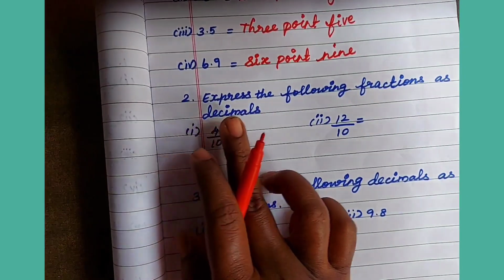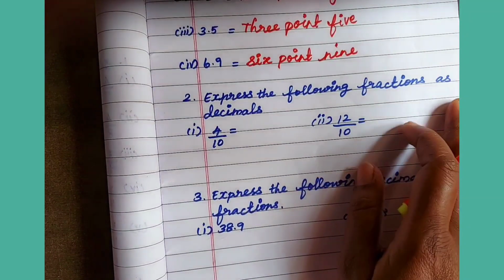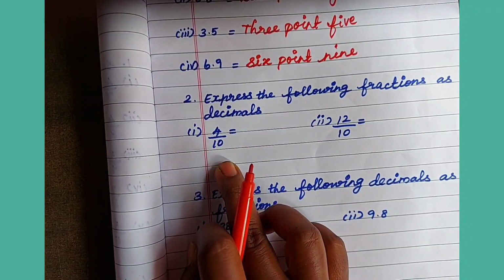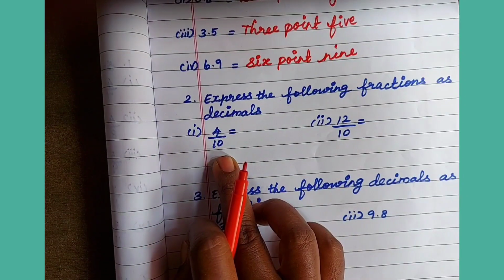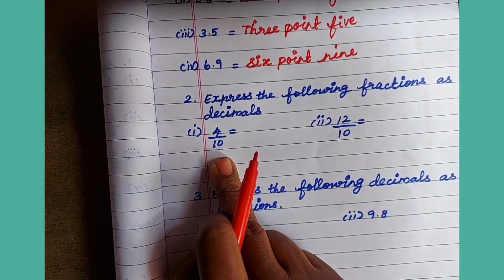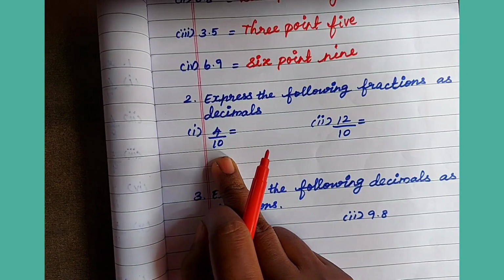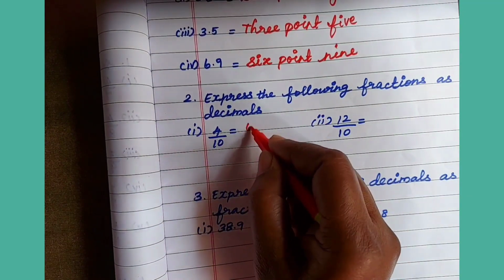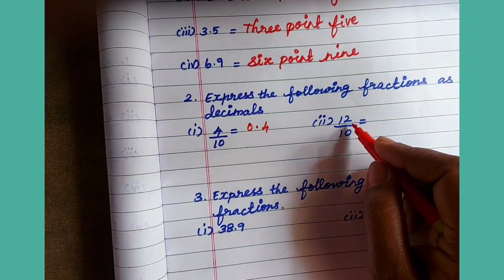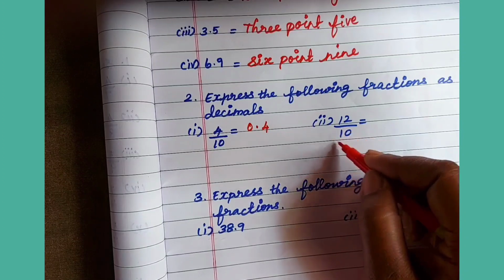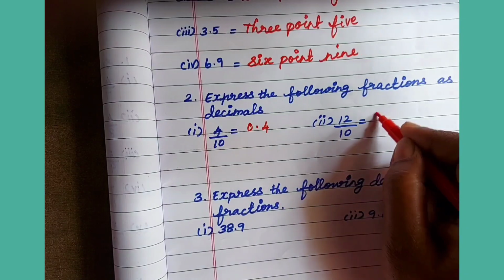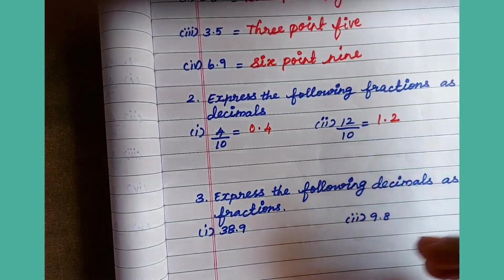Second one, express the following fractions as decimals. So the fraction value is given, 4 by 10. So how do we write the value of 4 by 10? See the numerator, only one digit is given. The bottom is 10, so we put 0 point numerator value 4. Next value, 12 divided by 10. So 10 is given, and the numerator is 2 digits, so we write 1.2.